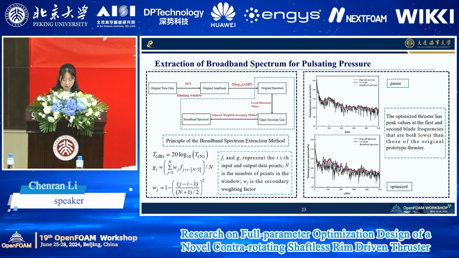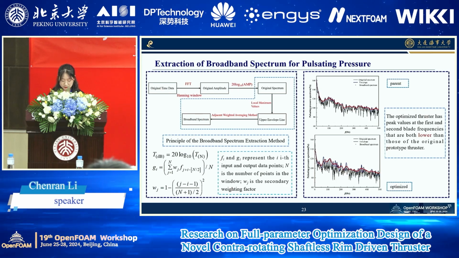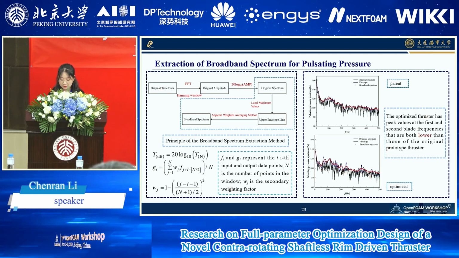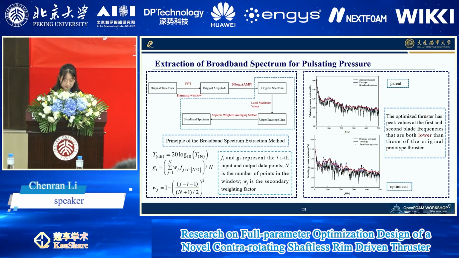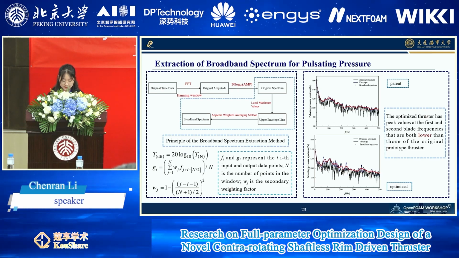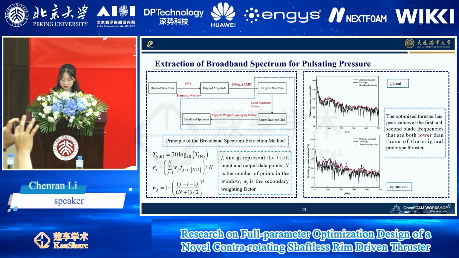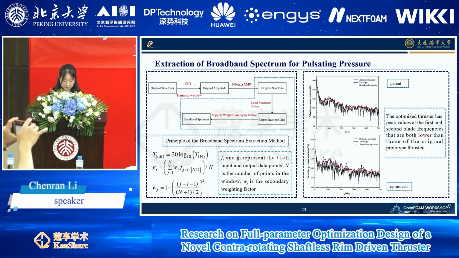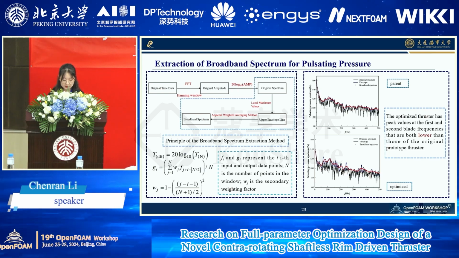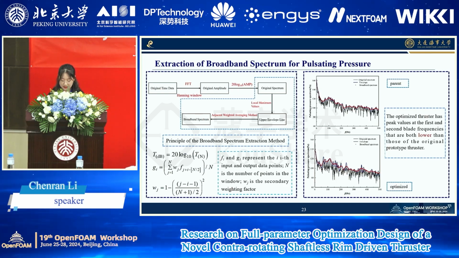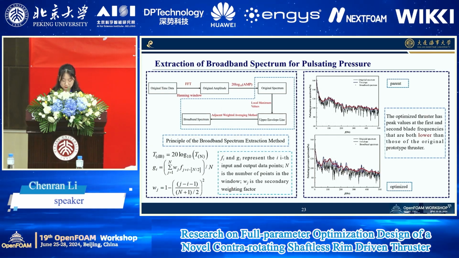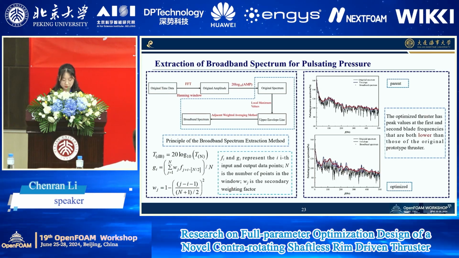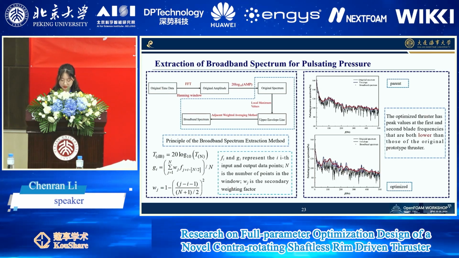This paper uses a two-step method to extract the continuous broadband spectrum. First, the upper envelope curve of the original spectrum is calculated to obtain the local maximum values of the fracture amplitude. Then the local maximum values are processed using the averaging weighting method, and the envelope curve is smoothed to remove random variation, resulting in the pulsating pressure spectrum.